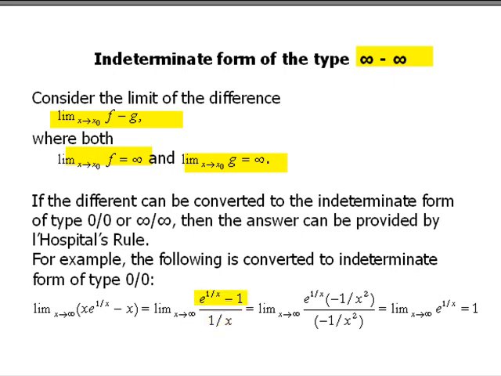The derivative of e to the 1 over x is e to the 1 over x times the derivative of 1 over x. I take the derivative of 1 over x, and I get minus 1 over x squared. Well, obviously in this particular case, some things cancel. This is going to cancel, and this is going to cancel. And all I'm left with is the limit as x goes to infinity of e raised to the 1 over x. As x goes to infinity, 1 over x goes to 0, e to the 0 is 1. And that's the answer.